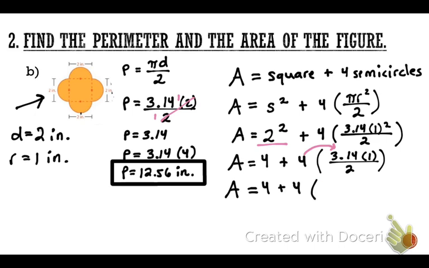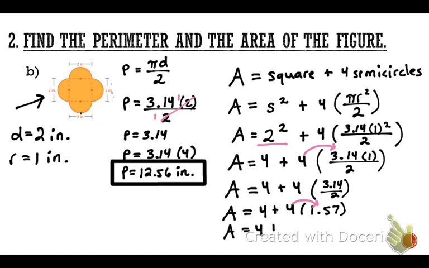What is 3.14 times 1? 3.14. It's just 3.14. Now, what is 3.14 divided by 2? 1.57. Once again, remind me of PEMDAS. Can I add these 2 right now? No, because if you remember, there's a number out here which tells me these 2 need to get multiplied together. What is 4 times 1.57?